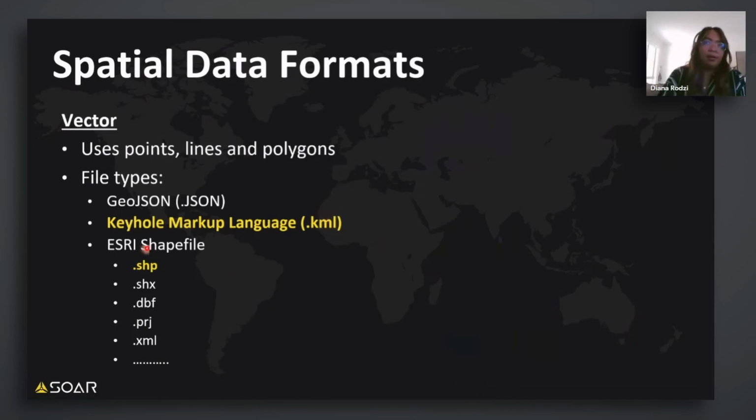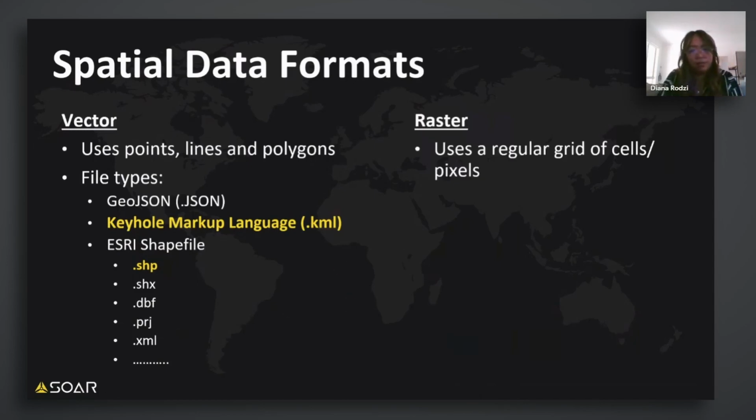And another popular one that we don't accept on Soar yet, but is widely used, is an Esri shapefile, or just shapefile. And generally, the one that we focus on is .shp. But when you create a shapefile, it generally creates a long list of other files along with it. So that's for vector.